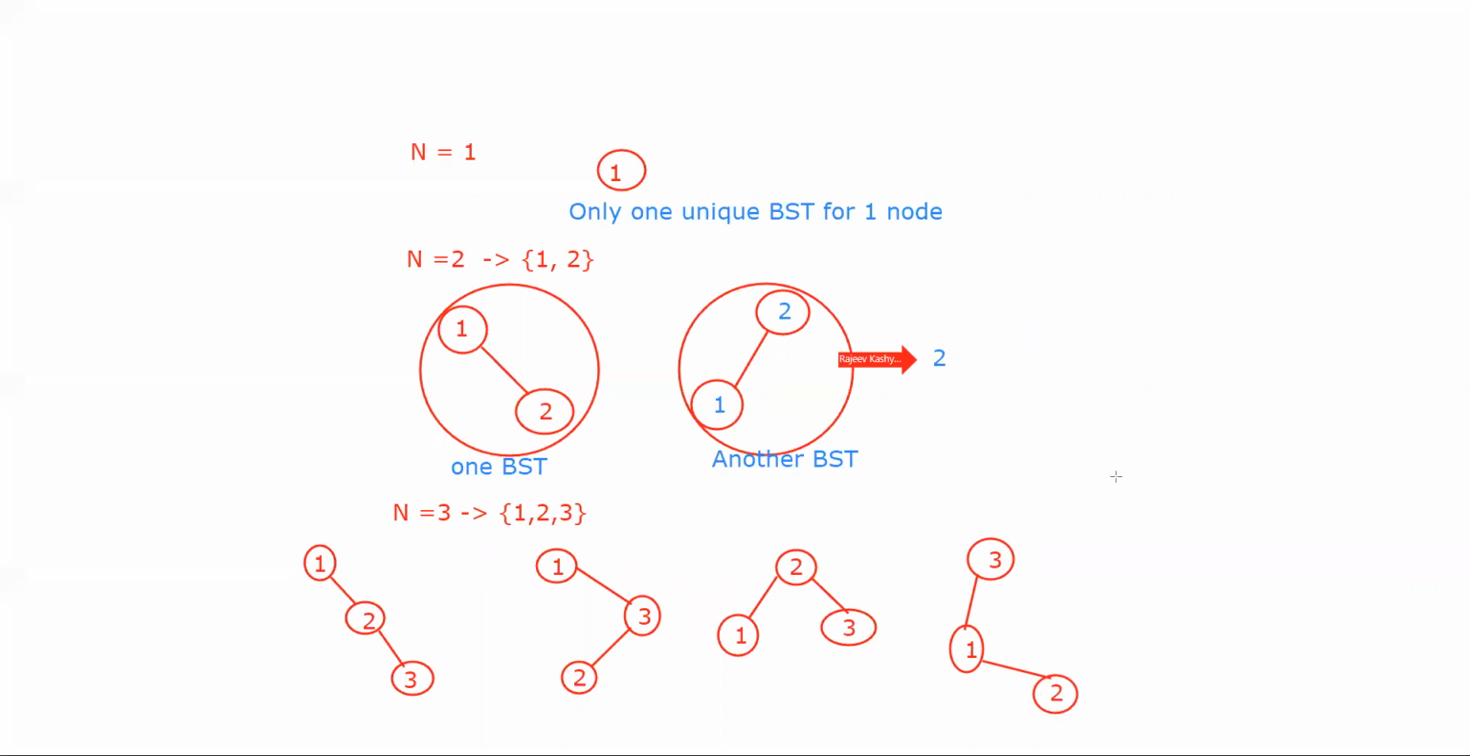If I am again choosing 3 as the root node, sorry, 2 should be on the left side because 2 is smaller, and then I have 1. So here is 3, and 2, 1. Let me connect.